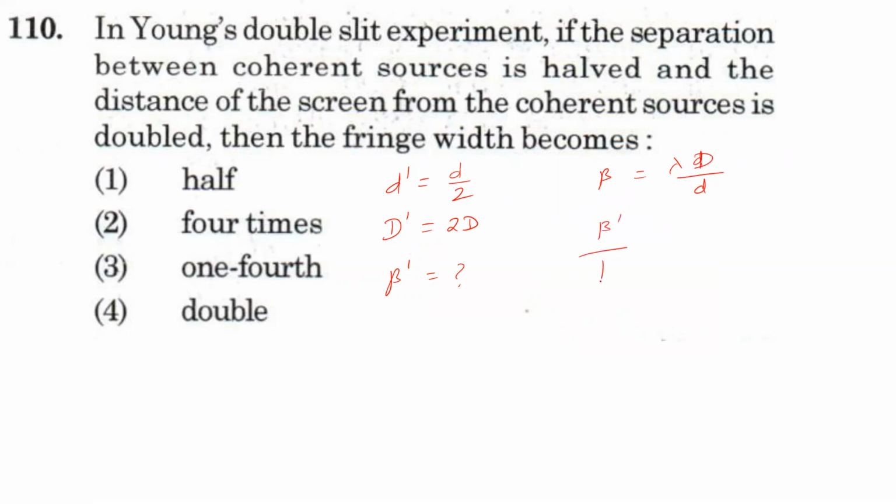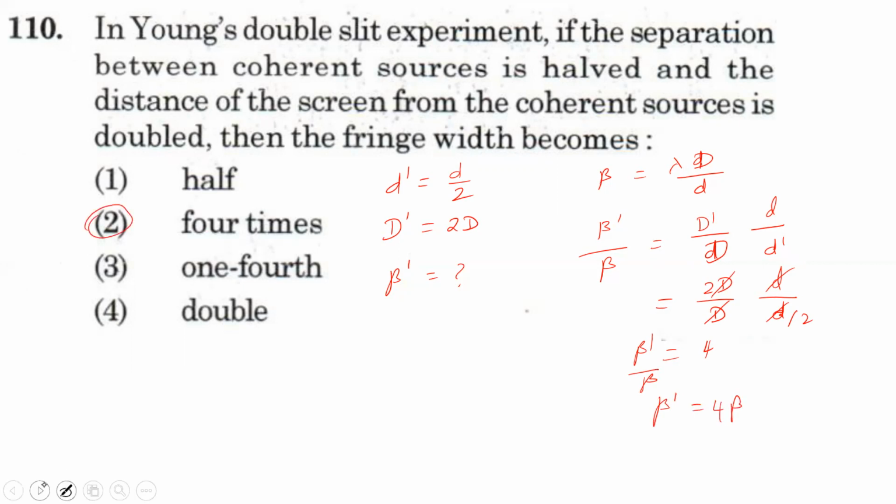Here beta dash by beta is equal to, lambda being equal in both cases, D dash by D into d by d dash, since the distance between the slits is in inverse ratio. Capital D is the distance between the slits and screen. Here D dash is equal to 2D, divided by D, and the distance between the slits is d by 2 and this d. By cancelling D and this small d, this 2 goes up, so we get 4. Now beta dash by beta is equal to 4. Beta dash is equal to 4 times beta. So the fringe width becomes 4 times.